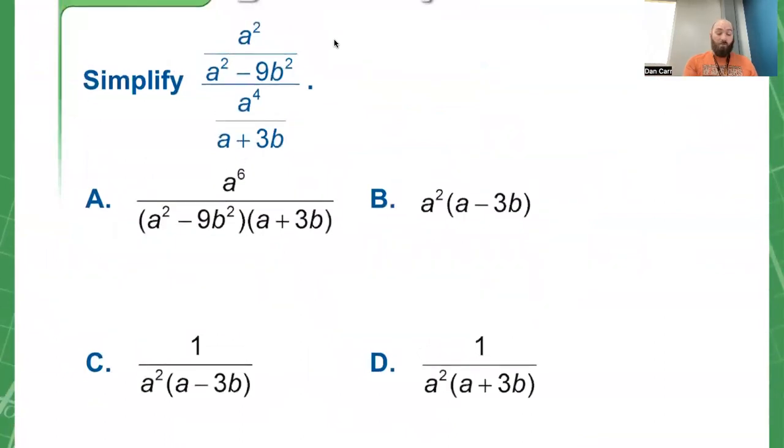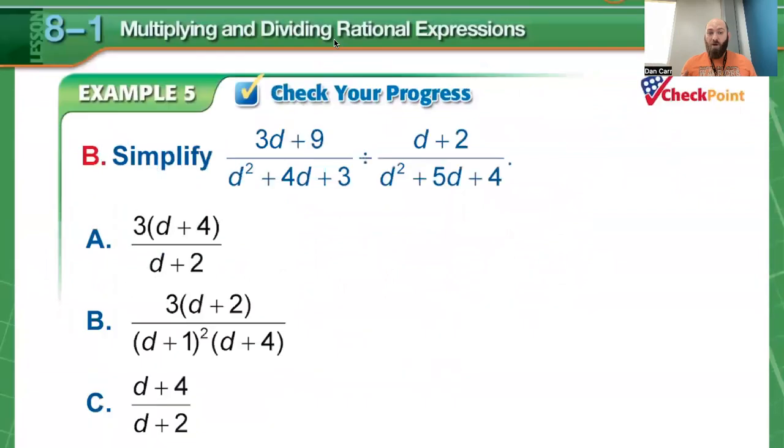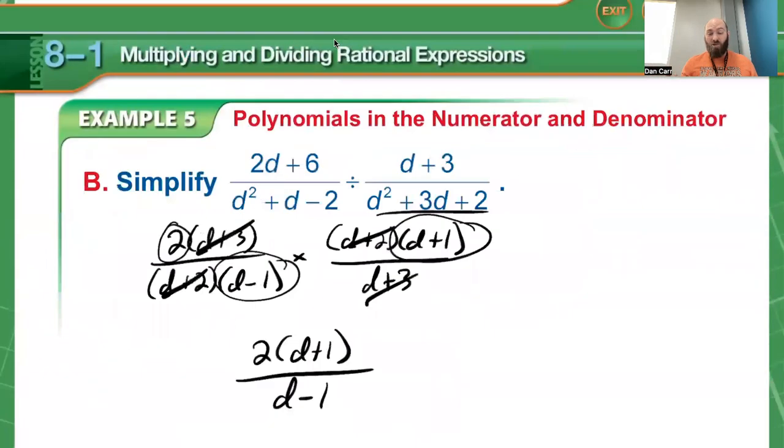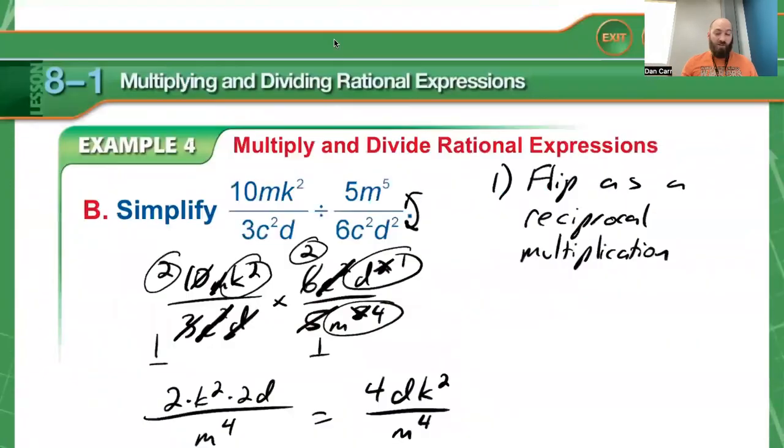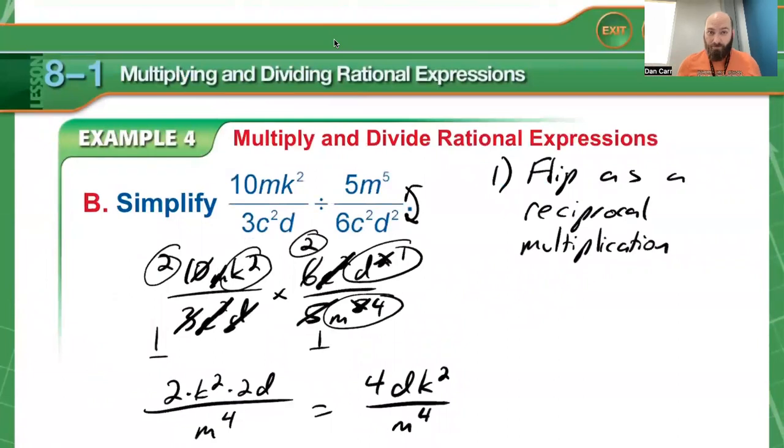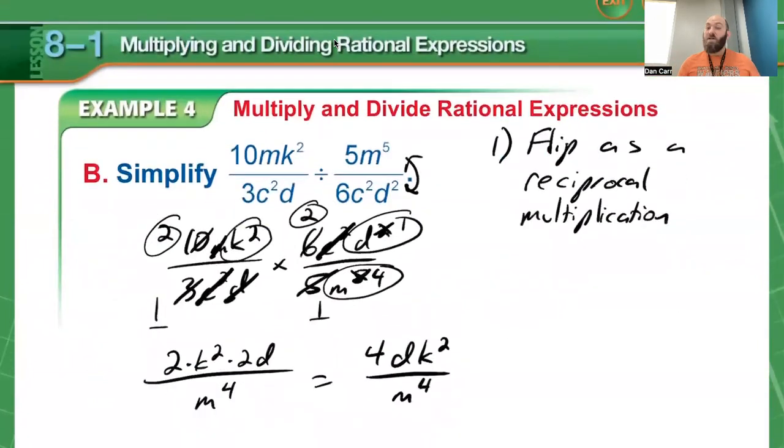Okay, but again, the idea of today is division problems work exactly like multiplication, as long as we do our first step, which is flip the reciprocal. Flip it as a reciprocal multiplication problem. Once you do that, we follow the same exact steps as before. And with a complex fraction, that's a fraction over a fraction, so it's just a weird way of showing a division problem.